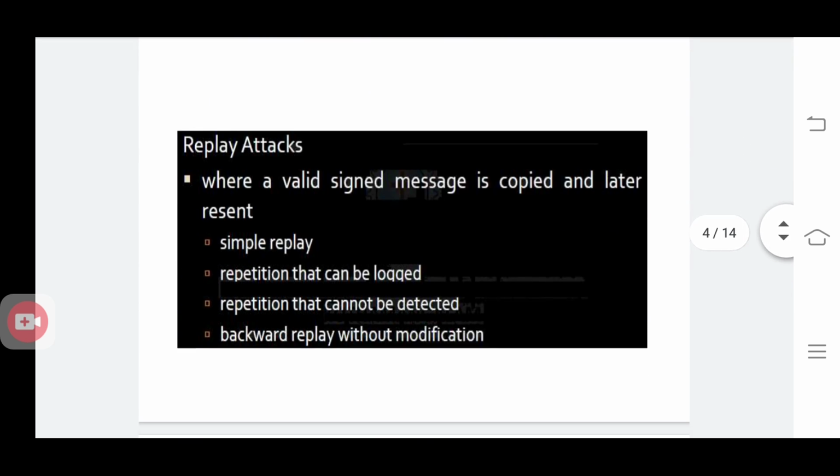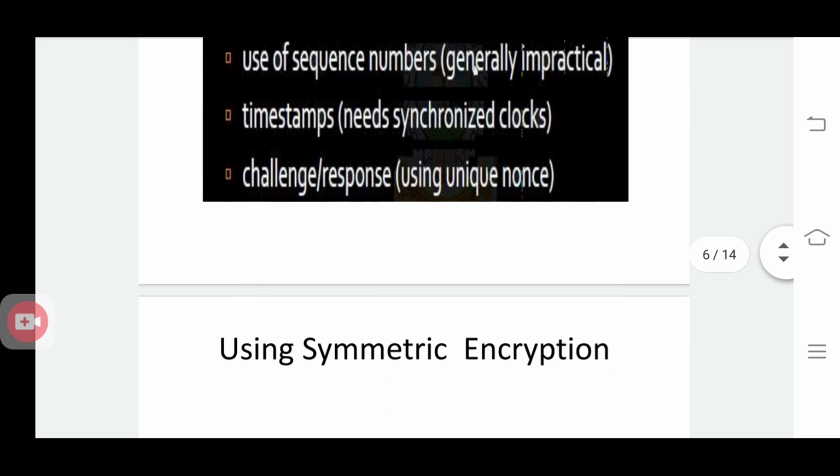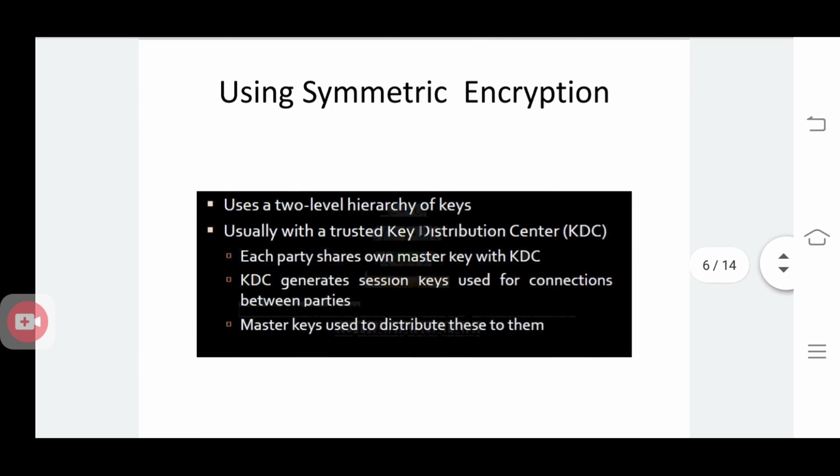So the first authentication protocol in mutual authentication is the one using symmetric encryption. Here, by using symmetric encryption, a two-level hierarchy of keys is used. Also there is a trusted key distribution center, the KDC. So we have communicating parties A and B. Along with A and B, there is another trusted third party, the KDC, the Key Distribution Center.